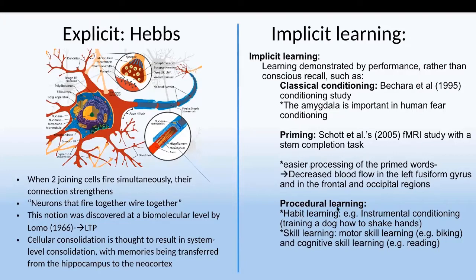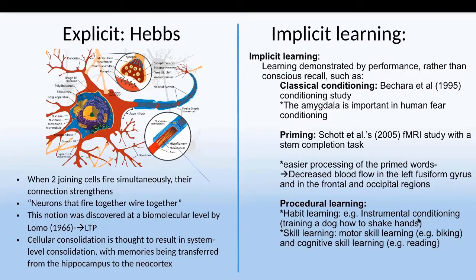Now, finally, procedural learning refers to the acquisition of motor skills and habits. Habit learning refers to gradually learning a tendency to perform certain actions, given a particular context, and based on a history of reward. An example of habit learning is instrumental conditioning.